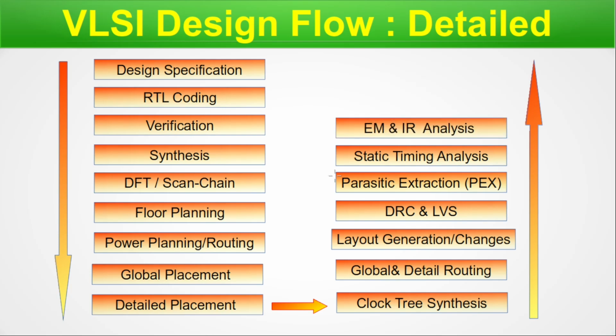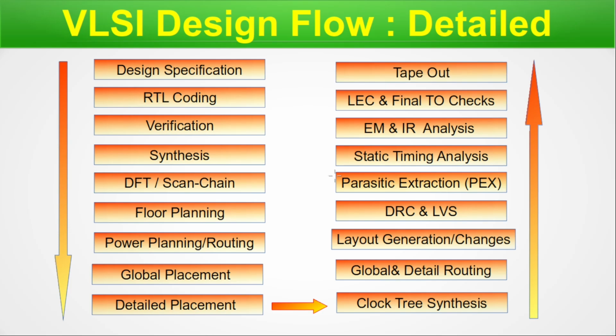Next we have the EM and IR analysis. We also have detailed episodes on both EM and IR. We have LEC and final tape out checks. Finally, we go for the tape out. Also to mention, we have the design rule check. So this is the DRC, design rule check. We also have a detailed episode on that, you can go ahead and check that. So this is the entire VLSI design flow breakdown. I think I have given almost every step. Some steps may break down further, but for this particular slide, I have stuffed in this much.